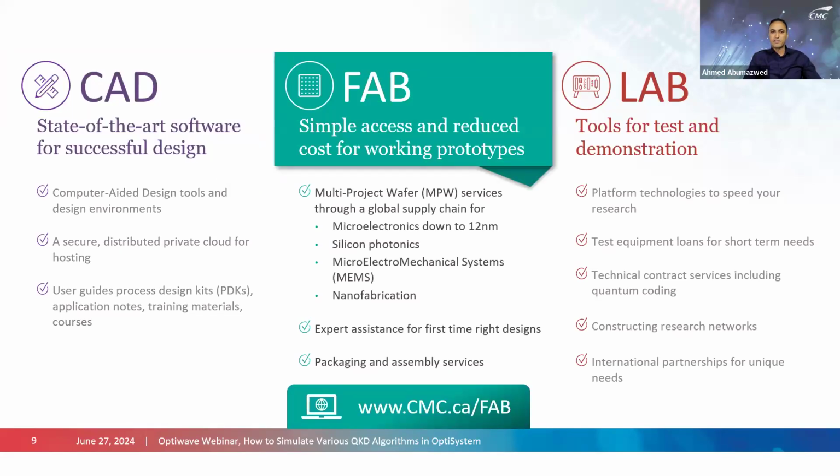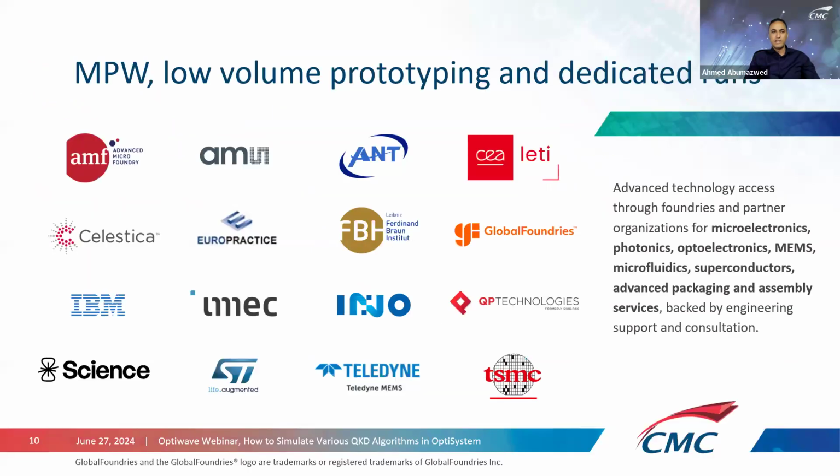Under Fab, we have access to many foundries at reduced cost, as I mentioned, and that's actually backed by engineering support for first-time right designs. We could help with the design for test, design for packaging, and also we offer packaging and assembly services. Here's an example of some of the foundries that we can have access to. For photonics, you can check the schedule on our website. We have access to Advanced Microfoundry in Singapore, Global Foundries, and Applied Nanotools for fast prototyping in Canada. We have also foundries for superconducting devices.